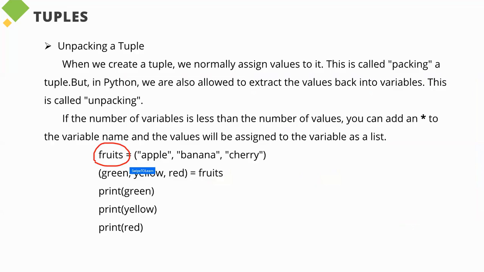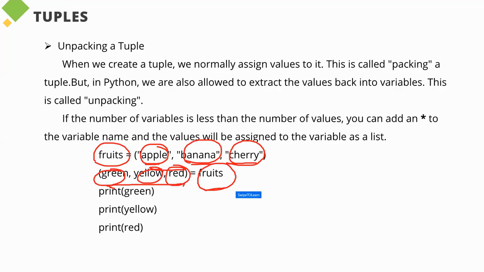So fruits equals apple, banana, and cherry. If you want to access items in the list, fruits of 0 gives apple, fruits of 1 gives banana, fruits of 2 is cherry, right? Now I'm going to unpack the tuple. Green, comma, yellow, comma, red equals fruits. These three variables are mapped to the three items of fruits in order: green, yellow, red to apple, banana, cherry. Green is matched to apple, yellow to banana, red to cherry.